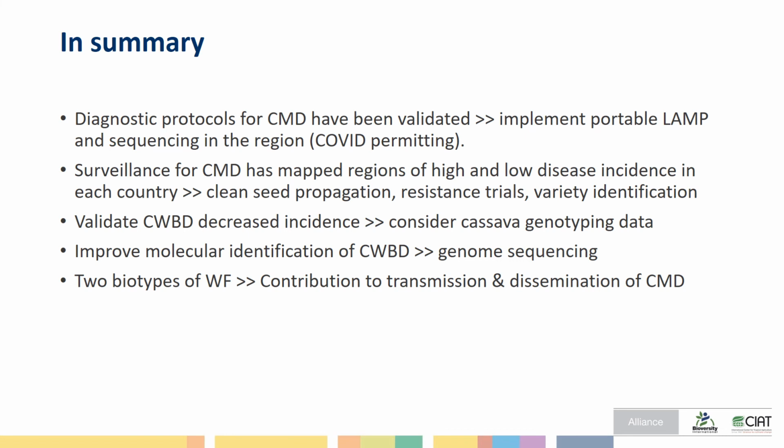And the apparent decrease in the incidence of cassava witch's broom disease needs to be validated. We are considering including genotyping data to see if there is some difference between these pockets of high incidence of witch's broom disease and regions where we find no disease. It's clear that we need to improve the molecular identification of the phytoplasma, and for this we think that the genome sequencing of different isolates would help us to identify better targets for detection.